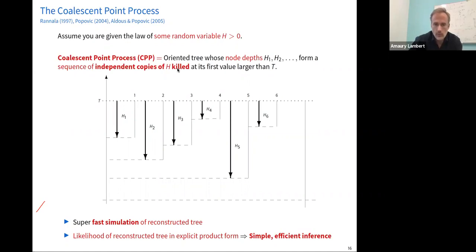So if you're given some H, you can construct a CPP, a coalescing point process, this way. What I'm saying is that if you started from a birth-death process with B depending on T and D depending on T and A, then the reduced tree at time capital T has the same law as a CPP with some node depth distribution H. And of course, the game then is to guess the law of H from the birth and death rates, the initial ingredients of the model.